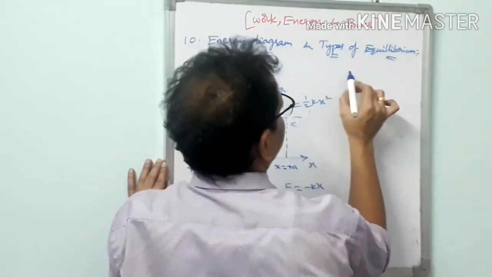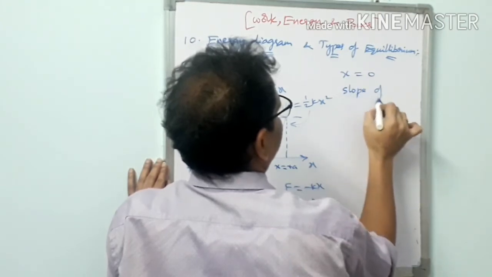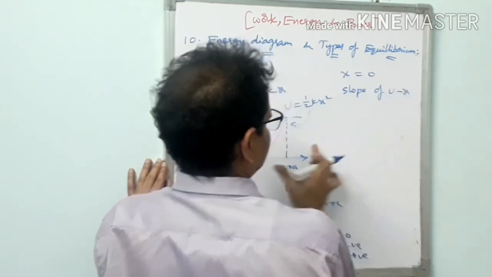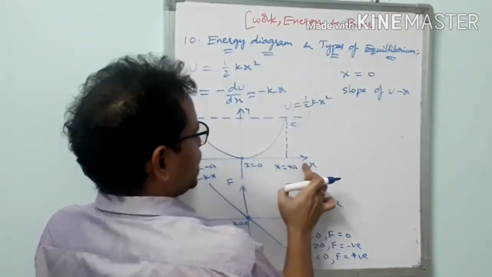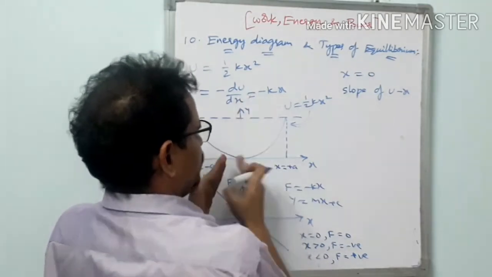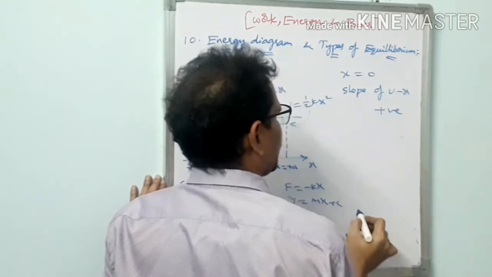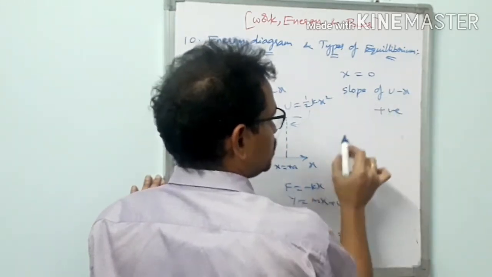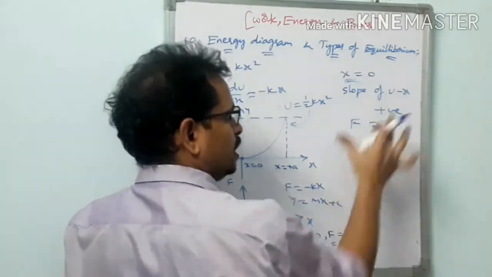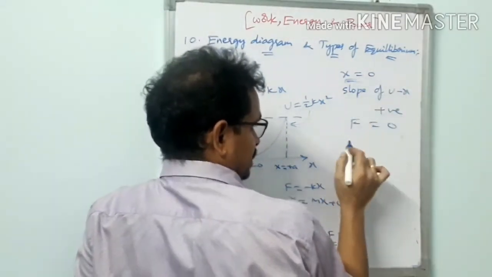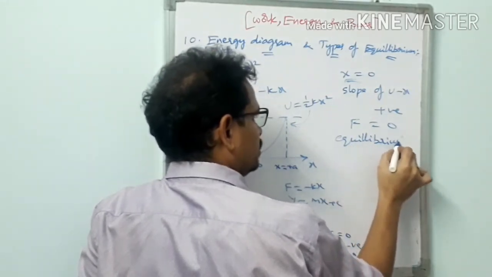When x equals 0, what is the slope of the U-x curve? So this is the U-x curve, potential energy as a function of displacement. Displacement is taken along the x-axis, potential energy is taken along the y-axis here. So we are getting this graph. So what is the slope here? Slope is positive. At x equal to 0, slope of the U-x curve is positive, and F equal to how much? At x equal to 0, F equal to 0, and in this case the body will be in equilibrium. These are the conditions for equilibrium.